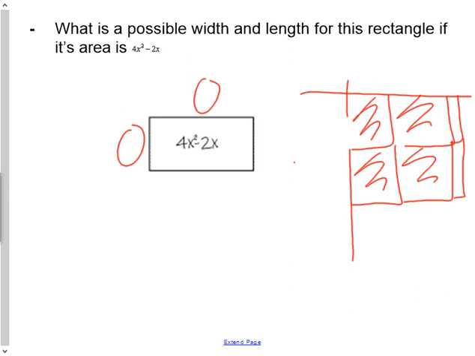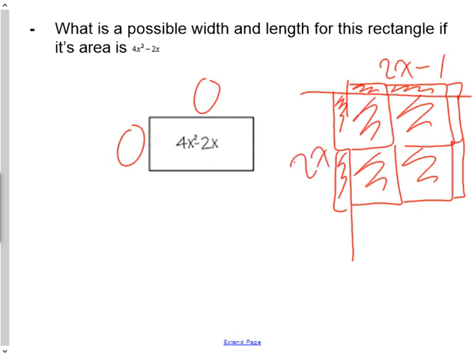My area is 4x squared minus 2x, and if I was to then figure out what this is, well, this would be 2x's, and right here would be 2x there. So I'd have 2x minus 1 up here and 2x over here, which would mean in my area, one of the possible combinations is 2x minus 1 and 2x.